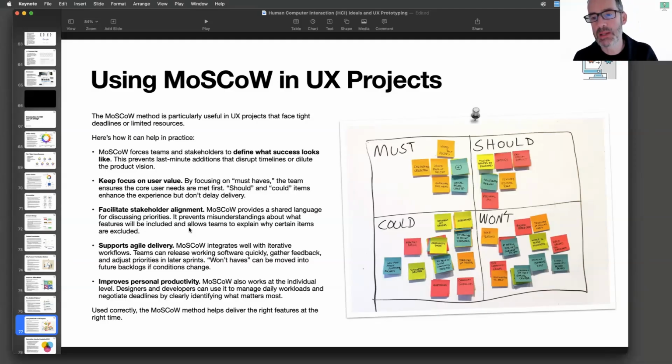Because it's a great exercise. Let's write down all the features, we have them as post-its, we stick them on the wall, and now we need to prioritize them in one of the four categories. So it supports agile delivery because these won'ts, you can just keep them outside the board for now, and eventually the won'ts would make it in here somewhere, in future iterations. This can also be used to improve personal productivity. If you have a bunch of things to do, you can categorize them using this system. So the Moscow method, it's quite a famous method.